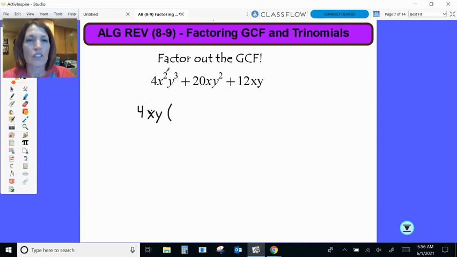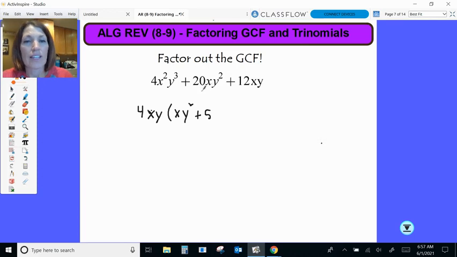So if I pull that out of this term, what's going to be left? 4 divided by 4 is 1. x squared divided by x is going to leave me with 1x. And then y cubed divided by 1y, so if I take away 1y, it'll be just y squared. Plus 20 divided by 4 is 5. Because if we distribute, we're multiplying. When we're factoring out, we're dividing.